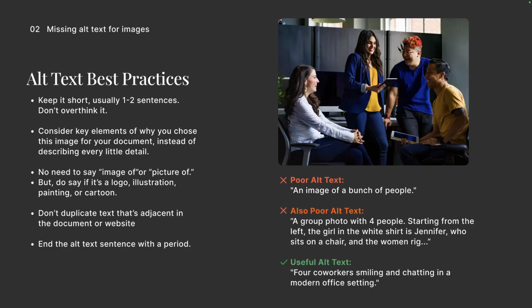Here's an example of what alt text would be like. A poor alt text would be "an image of a bunch of people." Another poor one is "a group photo with 4 people, starting from the left, a girl in the white shirt is Jennifer, who is sitting on a chair, and the woman on the right." This is too much detail. We don't need that much detail. A useful one can just be "4 coworkers smiling and chatting in a modern office setting," and that's good enough.